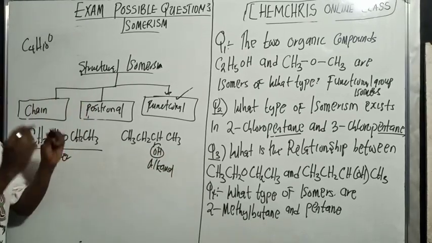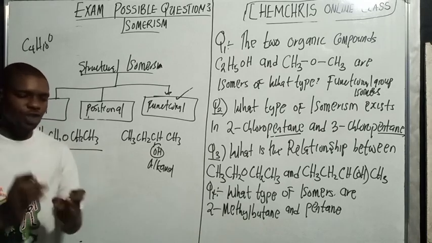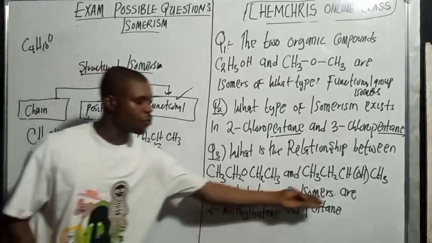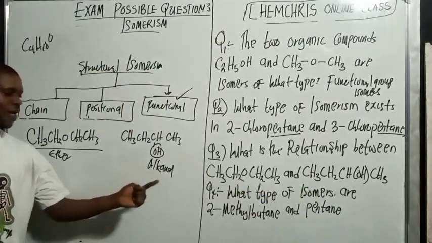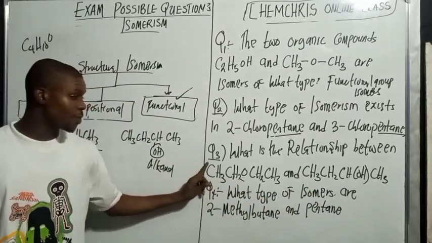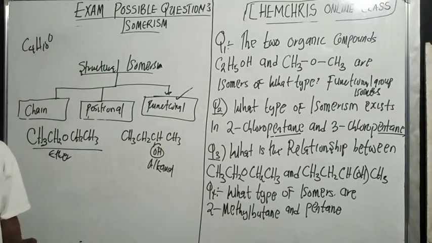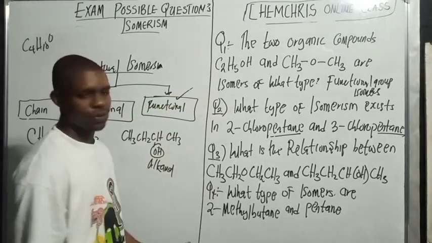Now, they have the same molecular formula, but the functional group differs. The functional group differs. Called what? Functional group isomerism. So that's the type of isomerism that occurs in this case, called functional group isomerism. It's just like the first one we have done.